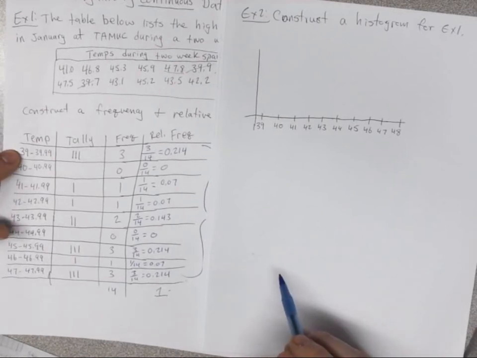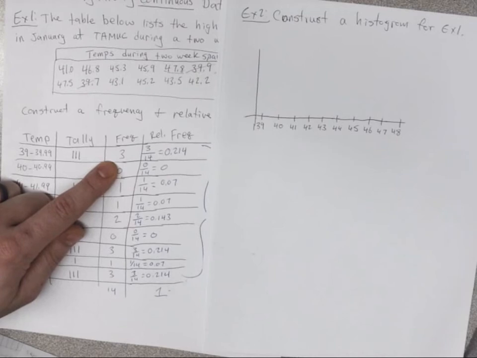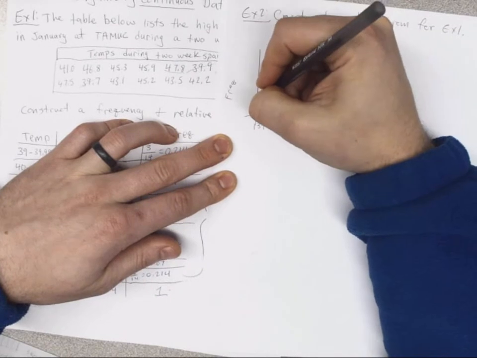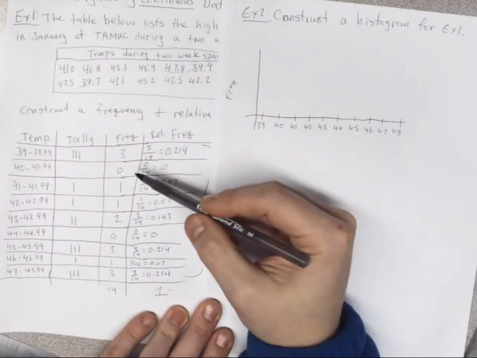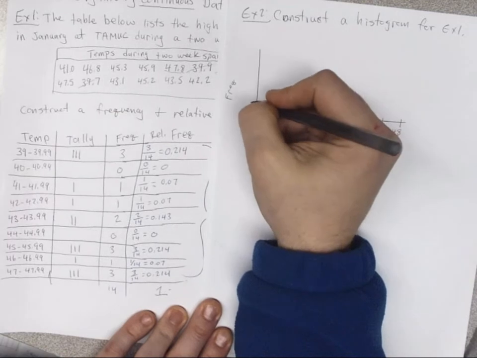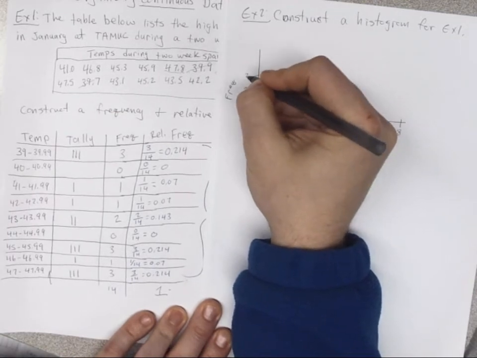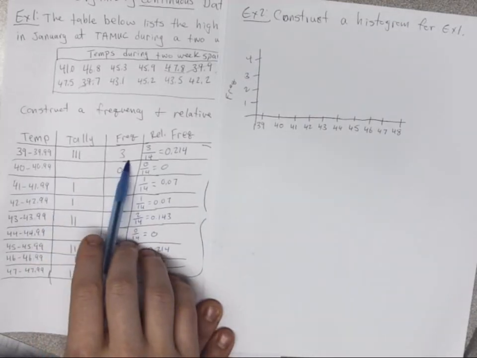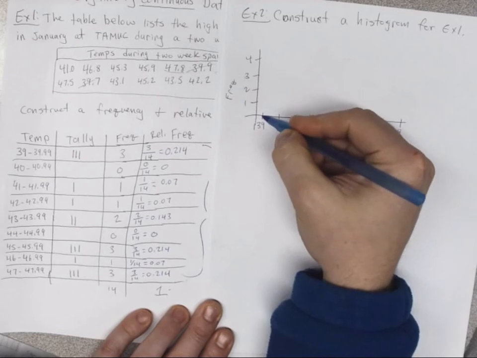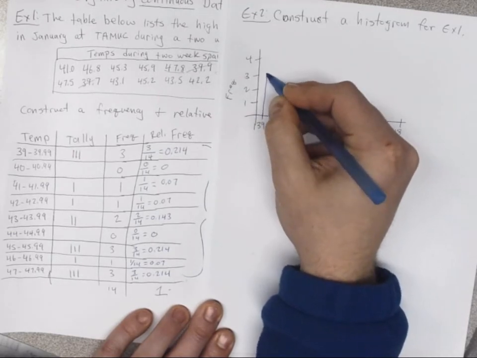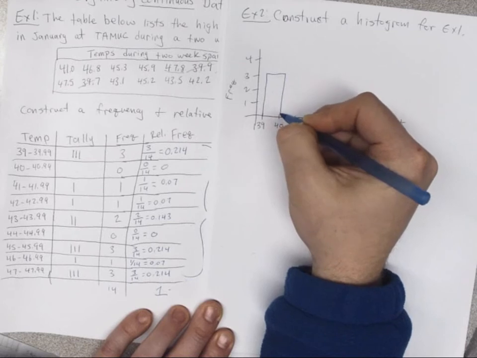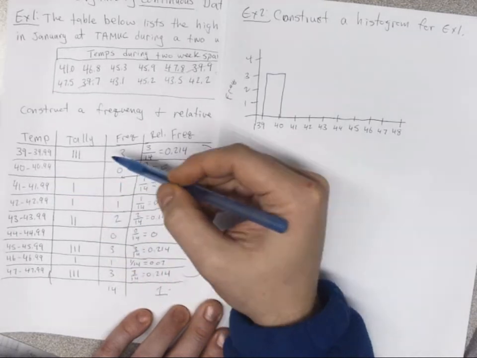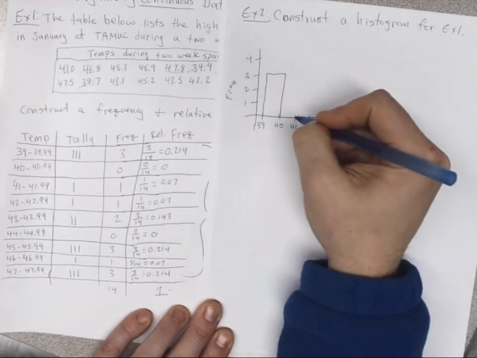39 to 39.99, there were 3 of them. And I guess I need my frequencies over here. So my lowest frequency was 0, and it goes up to 3. So I'll go up to 4. All right, 39 to 39.99 was 3. So we'll start here at 39, draw up to 3, and then finish our box and stop at 40, just like that. Then we'll pick back up at 40 and go to 49.99, and it happens 0 times, so there'll be nothing to draw there.